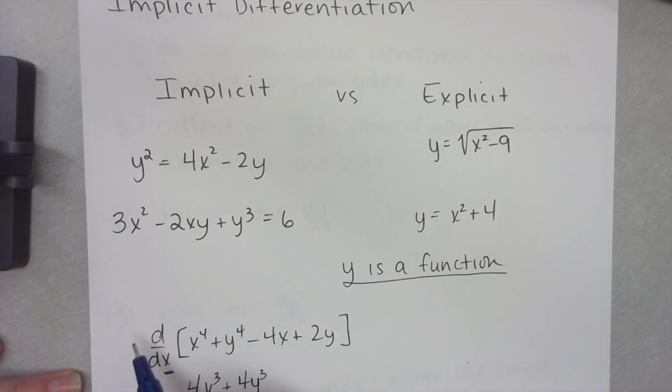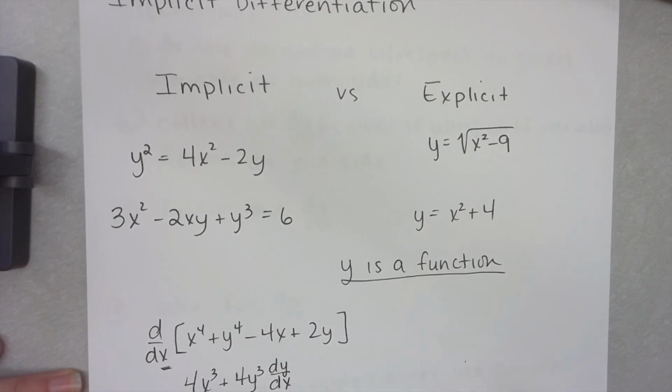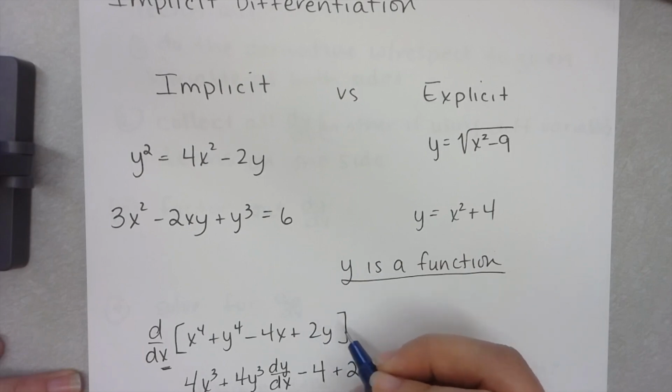We're going to use the Leibniz notation. So this is d, the name of the function, y, over d, the variable, x. So I multiply by dy dx. I do that anytime I'm taking the derivative of a y term. My next term is negative 4x, that's a normal x, so the derivative is just negative 4. And my last term is 2y. Y again is a function, so I take the derivative of the outer function, which is 2, and then I multiply by the derivative of y, which is dy dx.